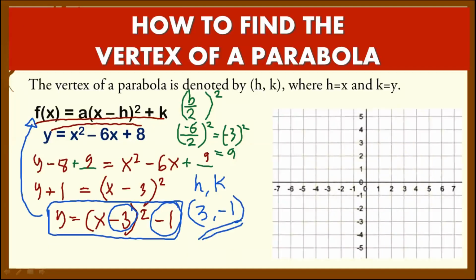If you want to plot that in your Cartesian plane, this is your x-axis and this is your y-axis. So you find 3 on your Cartesian plane, then negative 1. So your vertex is (3, negative 1).